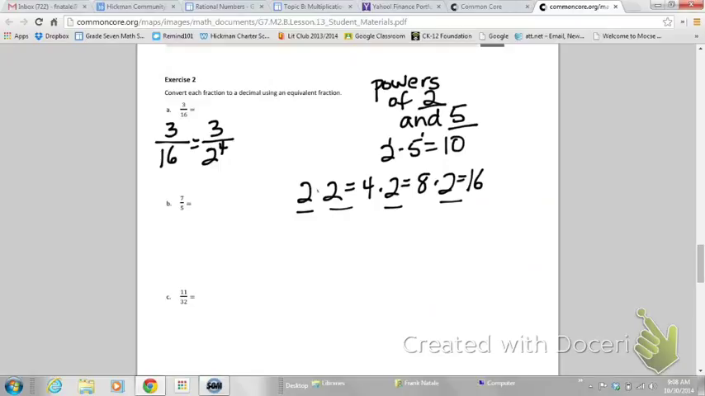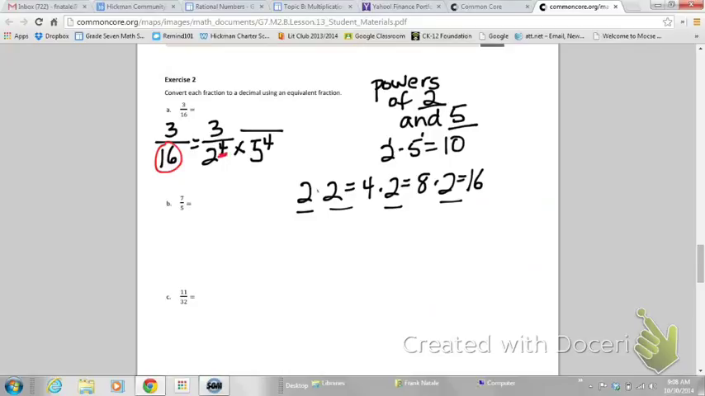Now, the rule is, for any power of 2, if you multiply it by the same power of 5, you will get a power of 10. So for example, we're going to multiply this power of 2 times 5 to the 4th power. So it's the same power as this one. You can notice that here. I'm looking at 16 as being 2 to the 4th power.